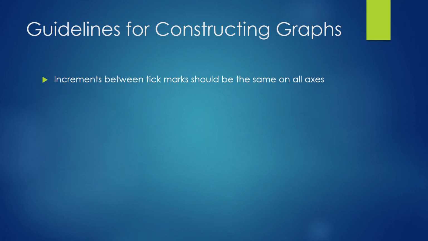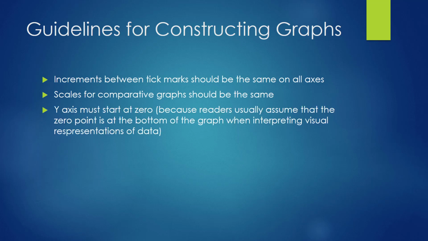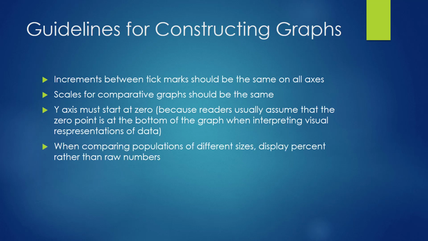Here are some guidelines for constructing graphs. The increments between tick marks should be the same on all axes. Scales for comparative graphs should be the same. The y-axis must start at 0 because readers usually assume that the 0 point is at the bottom of the graph when interpreting visual representations of data. When comparing populations of different sizes, it's best to display the percent rather than real numbers. Lastly, it is wise to avoid three-dimensional graphs and pictograms.